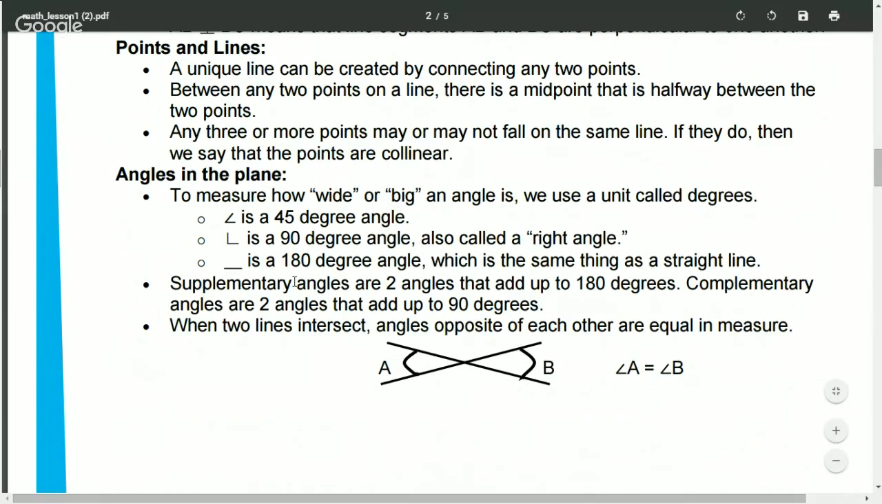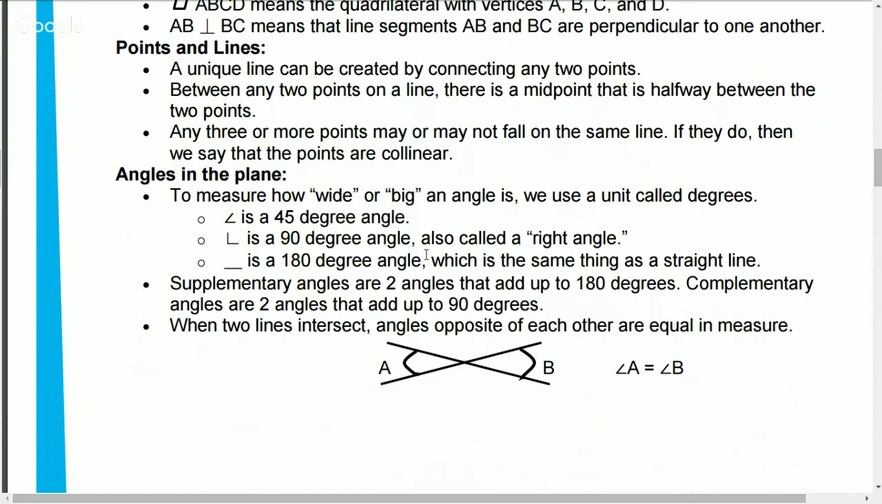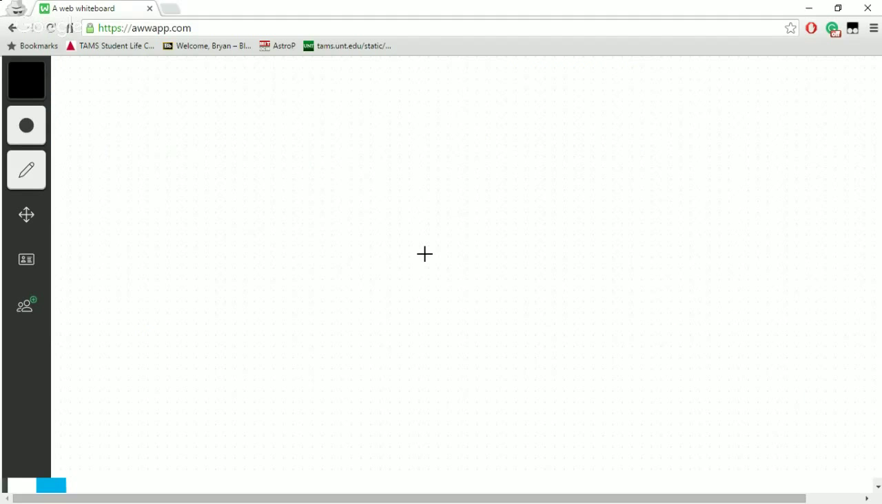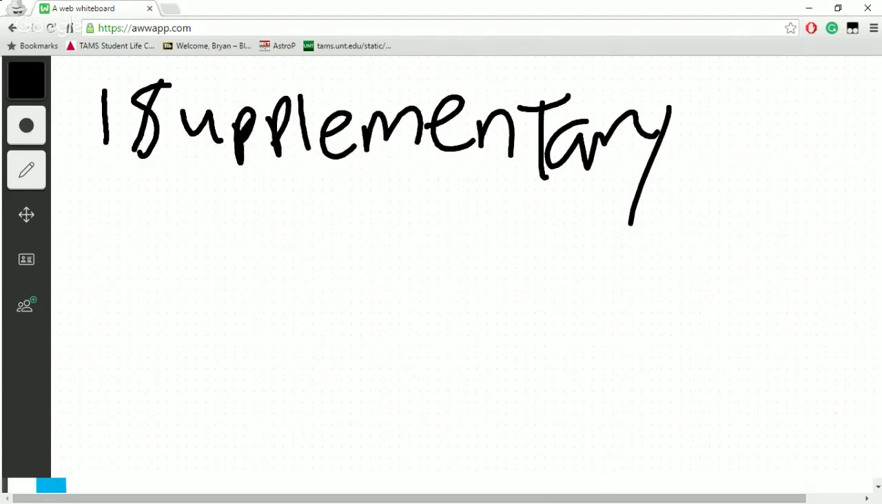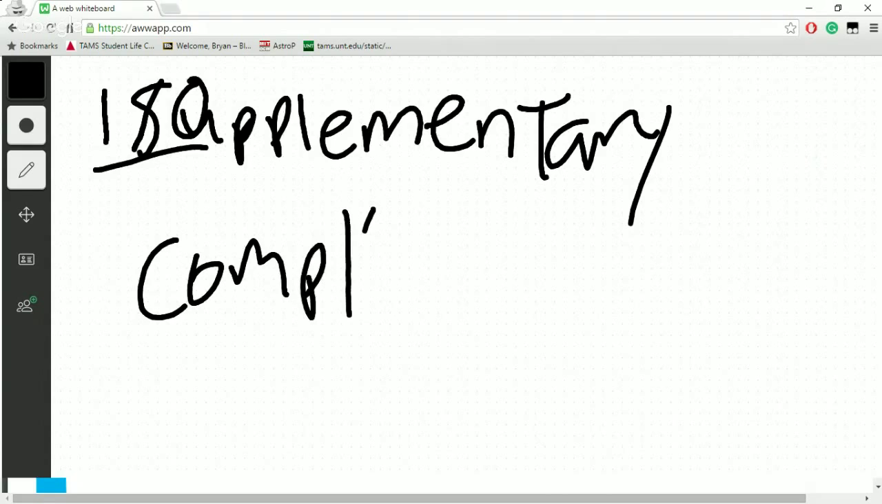Supplementary angles are two angles that add up to 180 degrees. Complementary angles are two angles that add up to 90 degrees. One tactic that I have for this is that supplementary angles, since they add up to 180, there's a little trick. We can put a 1, slash it, and make this a 0, and it looks like 180. And similarly, we can do the same thing for complementary.